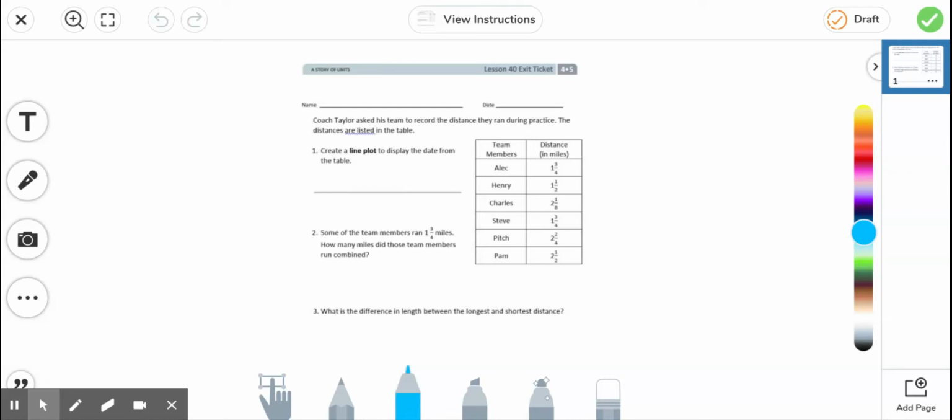Okay, guys, here is the exit ticket for task 3 for today. The directions say Coach Taylor asked his team to record the distance they ran during practice. The distances are listed in the table. The first question is asking us to create a line plot.